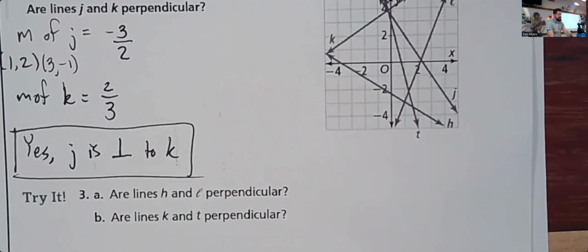Let's try 3A together down here, and then I'll have you do 3B on your own. Then we can move on to problem number 5, the very last one. Any questions about that before we look at the last two on this page?